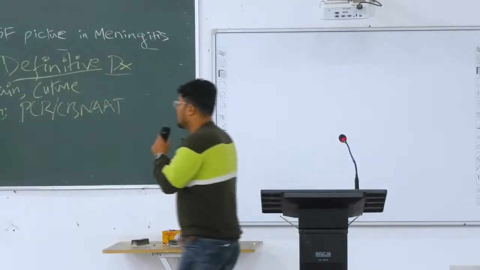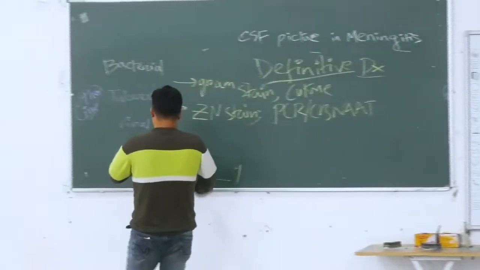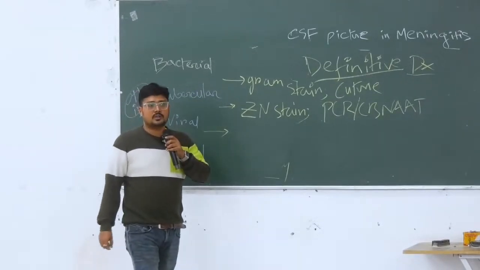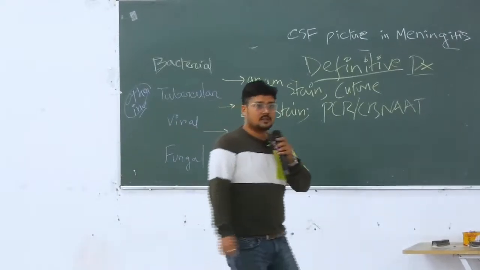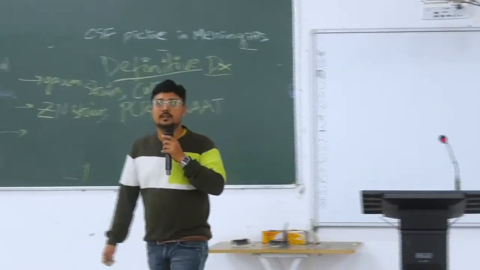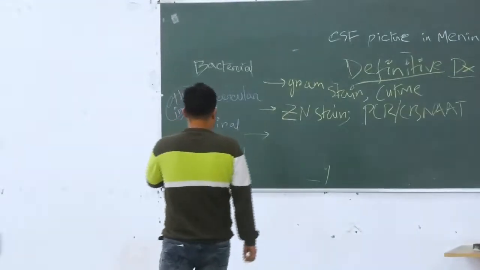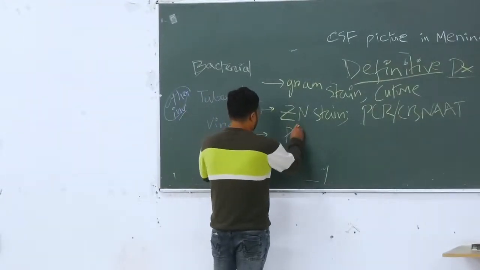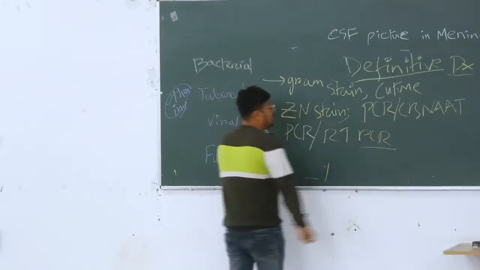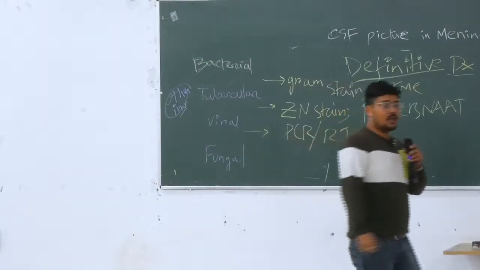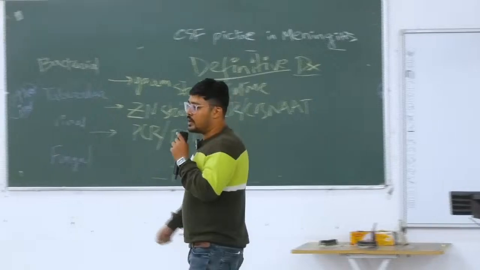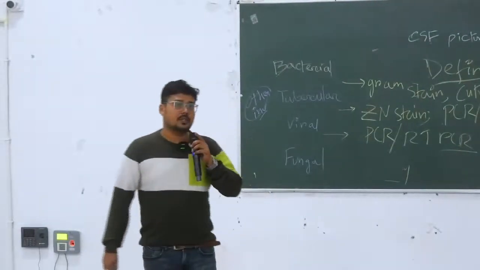Okay. Now coming to the virus, what will be the mode of diagnosis? Is there any stain to demonstrate virus? Any stain which can demonstrate any virus? Okay, assuming your answer is no, so RT-PCR for demonstration of virus or viral etiological agent from CSF whenever viral meningitis is suspected.